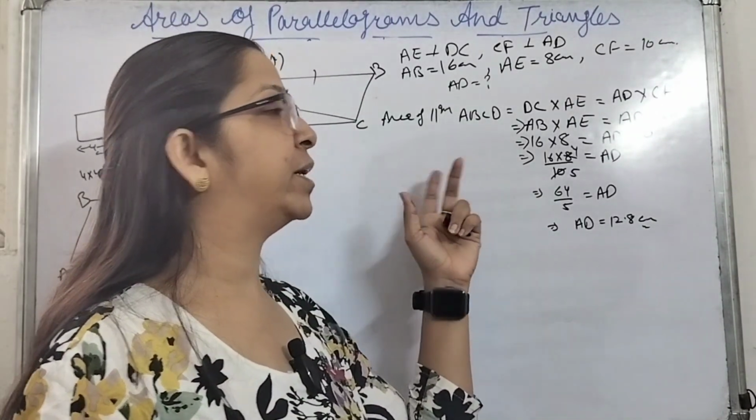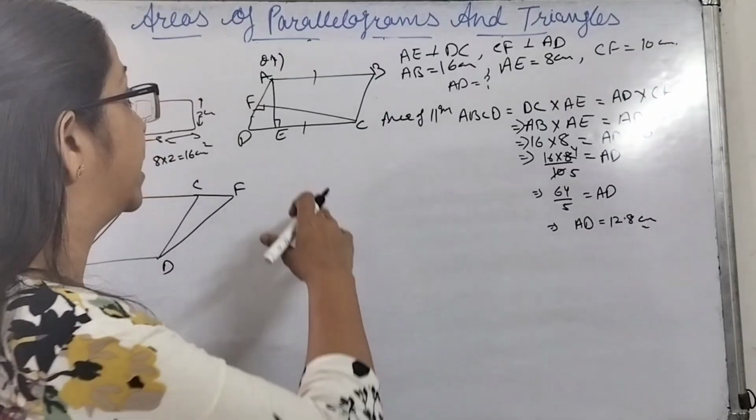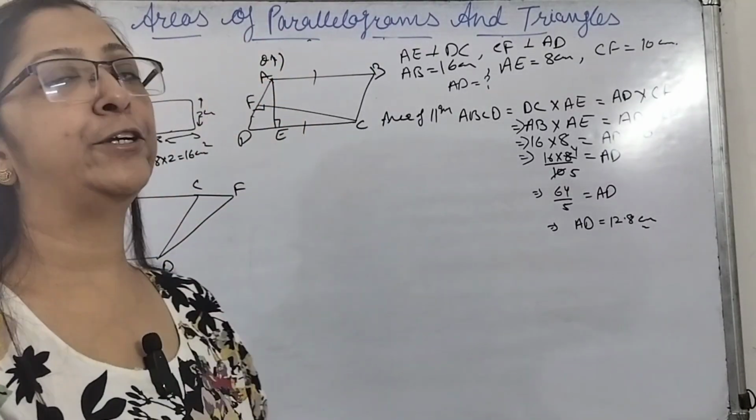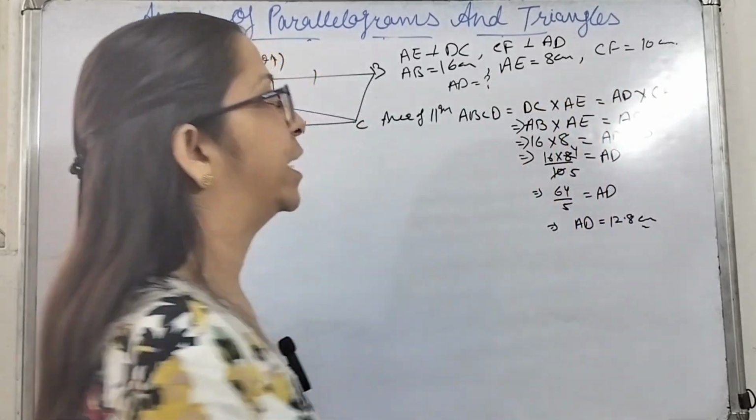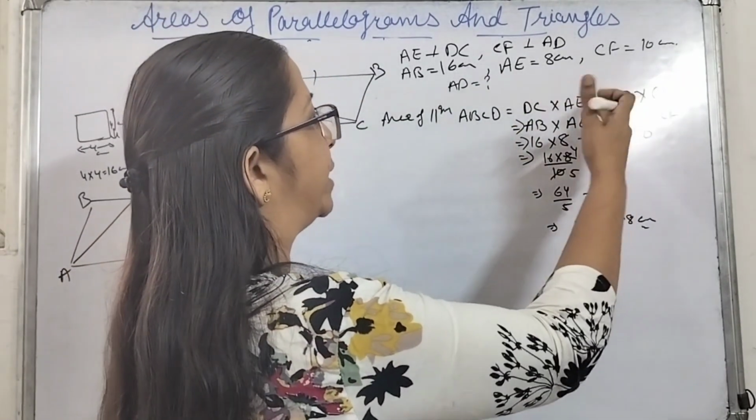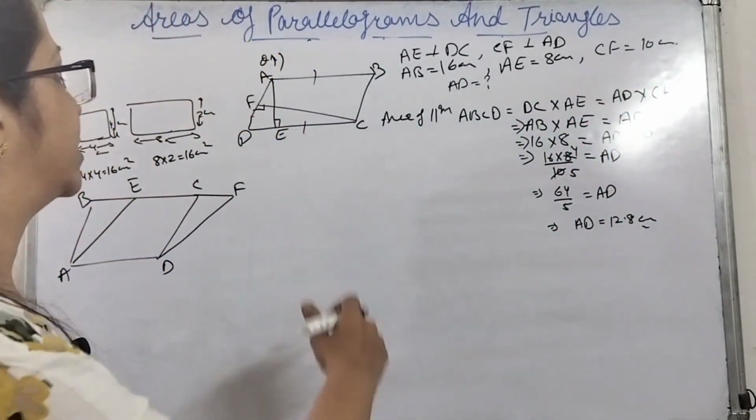The area of a parallelogram is whatever side you consider, accordingly the corresponding altitude you consider. From both the two ways, we have found the area of a parallelogram and then equated it. So this will give you the value of the side AD.